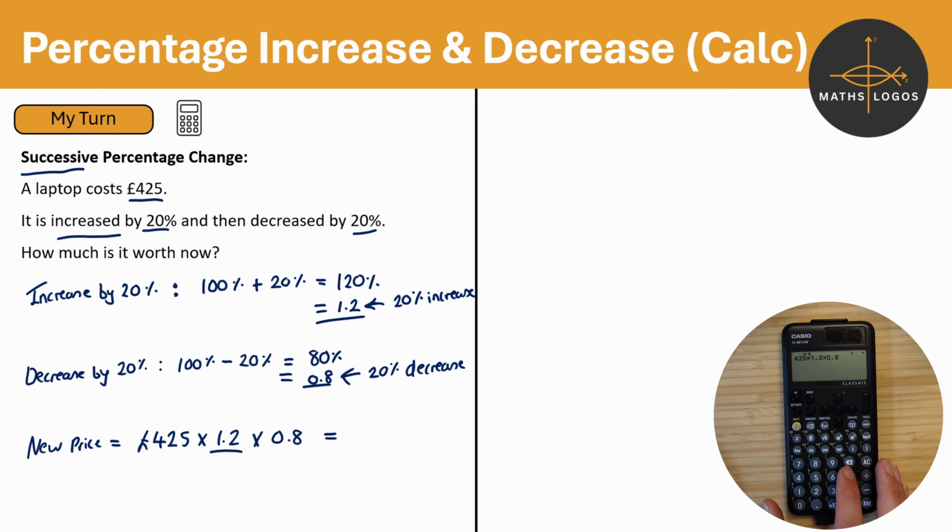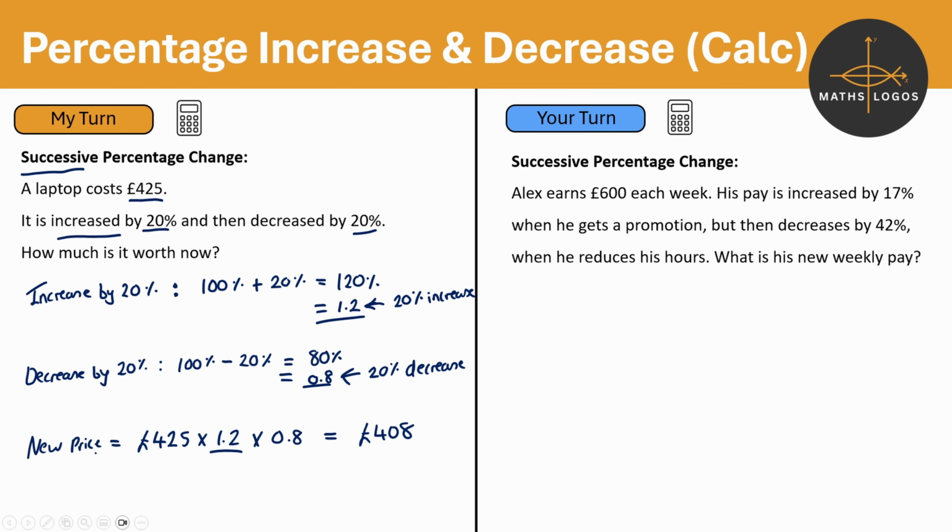If I actually get rid of the 425 for now, and if I do a 20% increase followed by a 20% decrease, notice that this gives me 0.96. So it's actually less than 1, which means it's a decrease overall. So let's go back to what we were actually doing there. We do our 425 multiplied by 1.2 multiplied by 0.8, and that gives me £408. Pause the video and give this question a go.